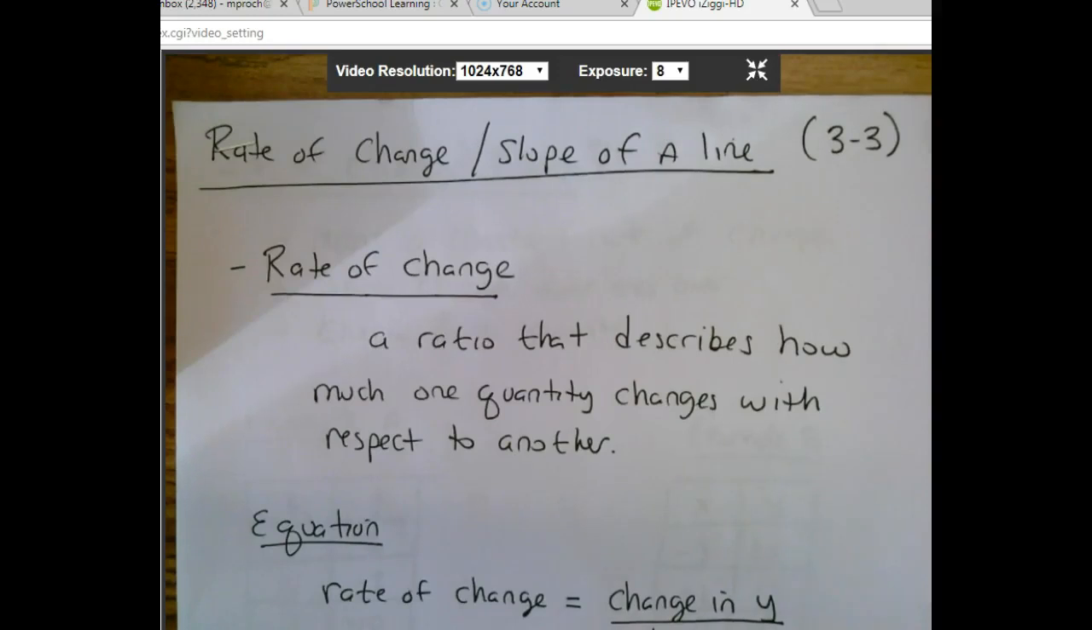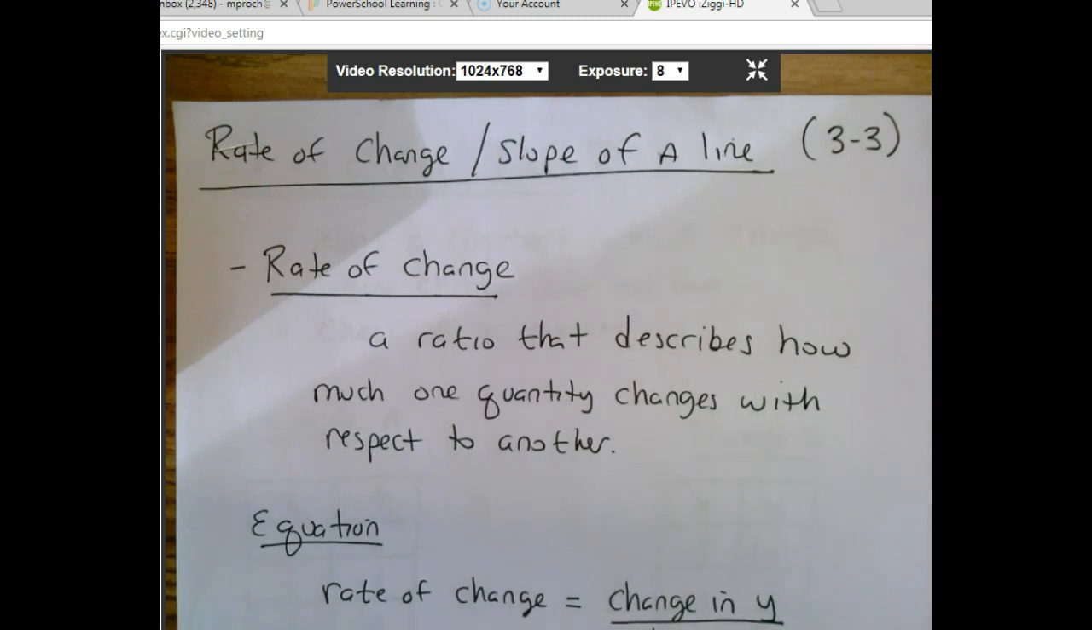Alright, so our next notes in algebra are going to be from lesson 3.3, and it's going to be on rate of change and slope of a line. These things are really closely related. Really, when we're talking about the rate of change of something, we can measure it within a coordinate system by the slope of the line, if it's a linear equation.